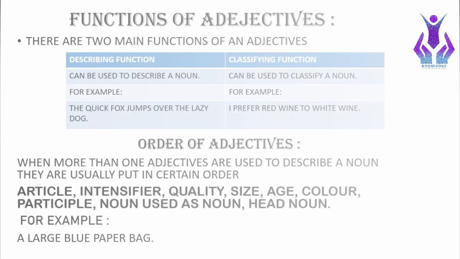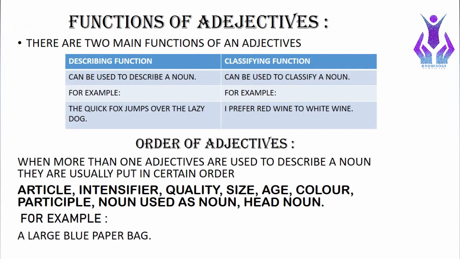The next one is functions of adjective. There are two main functions of adjective, that is describing function and classifying function. Describing function can be used to describe a noun, and classifying function, as is clear from its name, can be used to classify a noun.